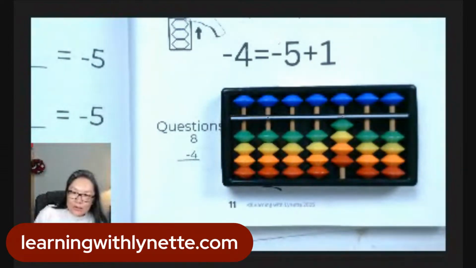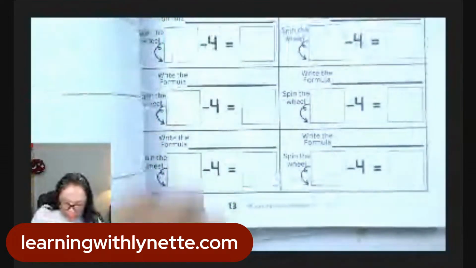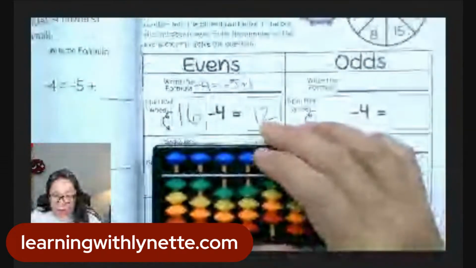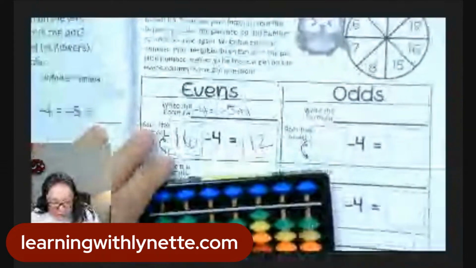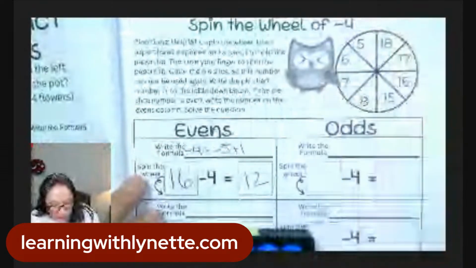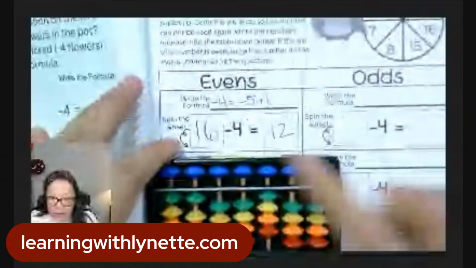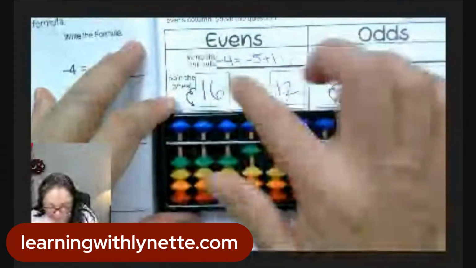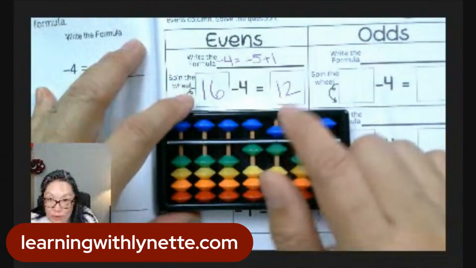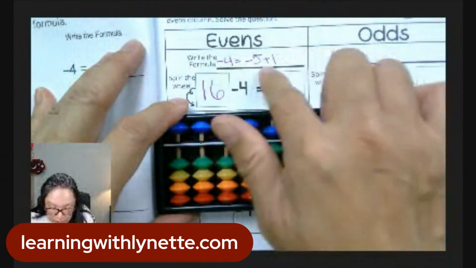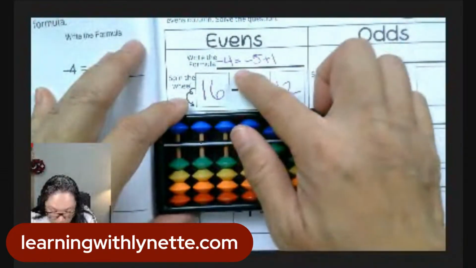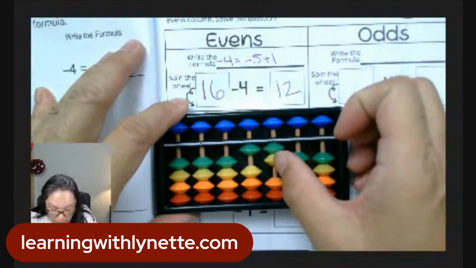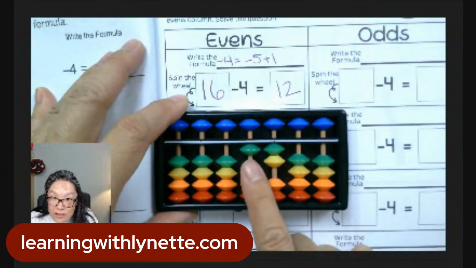Okay. We can do it again. We can do it with the 3, right? Here's the next one. This is my little spin the wheel, and you put a paper clip and it landed on 16. So if I do 16, 1 and a 6, and I need to take away the 4, I need to use this formula. Minus the 4 is equal to minus the 5 plus the 1. And my final answer is 12.